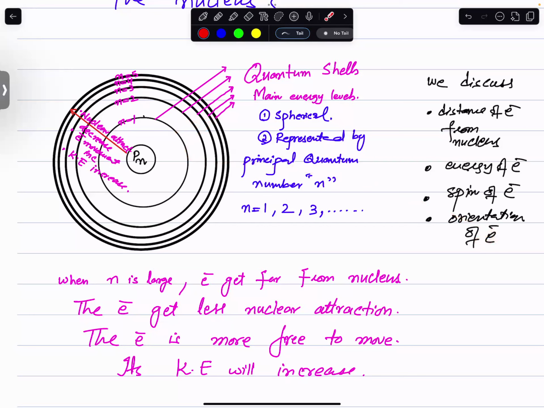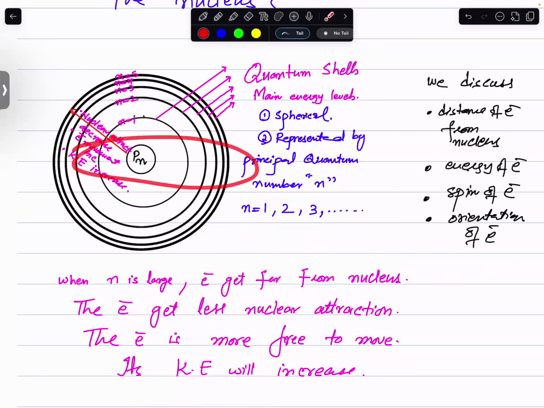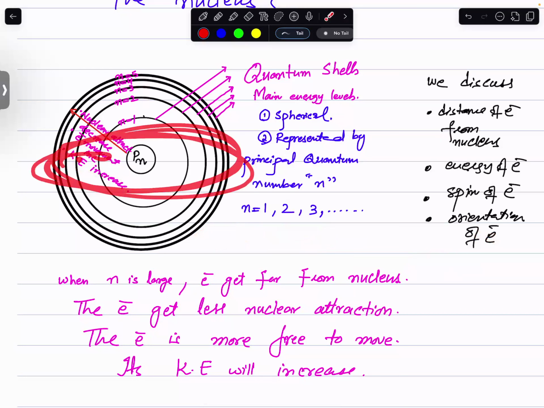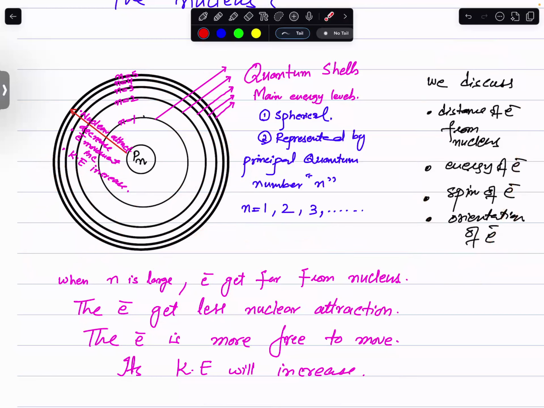The electron is at how much distance? Electrons have how much energy? The electron is spinning clockwise or anti-clockwise. Is the electron moving like this or moving like this? And what is the orientation? Is the electron revolving along the x-axis, y-axis, or z-axis? Like we want to discuss how the electrons are moving. What are their energies? What are their spins? When we discuss all these, there are 4 quantum numbers that the students study.